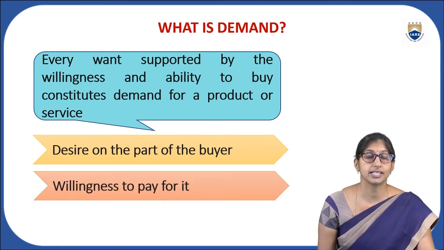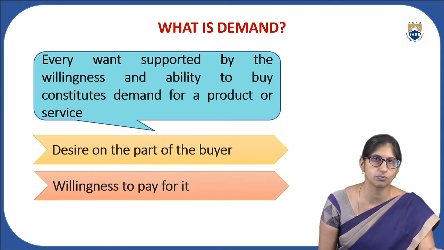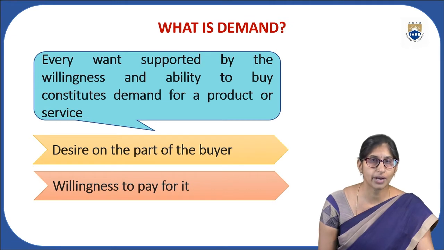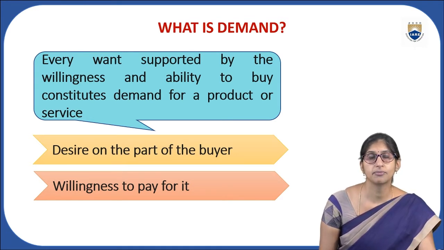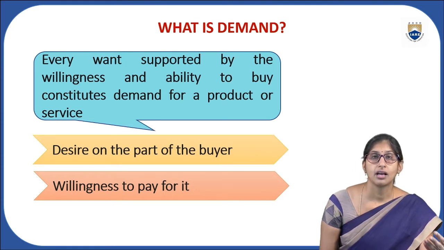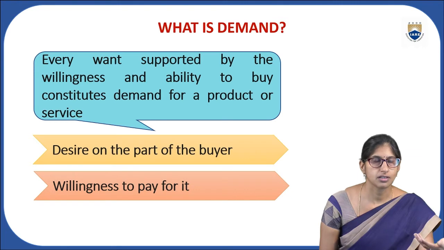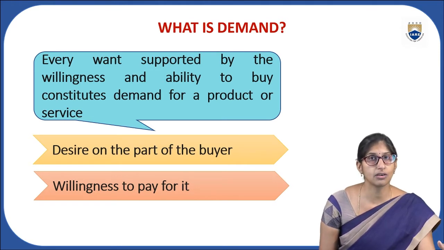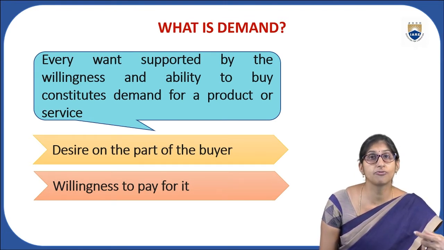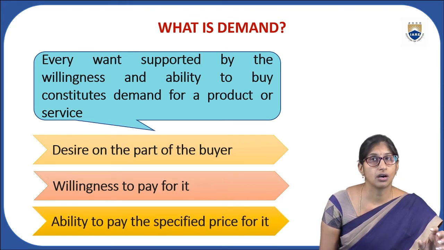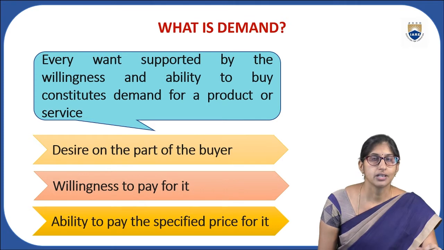Coming to the next point, willingness to pay for it. What is this willingness to pay? I have got the desire to buy a product, and I should also have willingness to pay for it. For example, I want to buy a car. That is my wish, my want. Is it going to create demand? No. I can satisfy the demand condition only when I am willing to pay the specified amount, whatever a manufacturer specifies. That is the ability to pay the specified price for it. These are the three conditions which make demand.